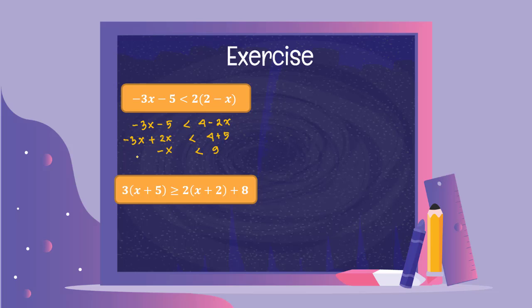So we can multiply all the sides with minus 1 because we want to find x. So x, because we multiply with minus 1, is greater than minus 9. So this is the number line for the solution, because it is greater than, it goes to the right. So this is the solution area.